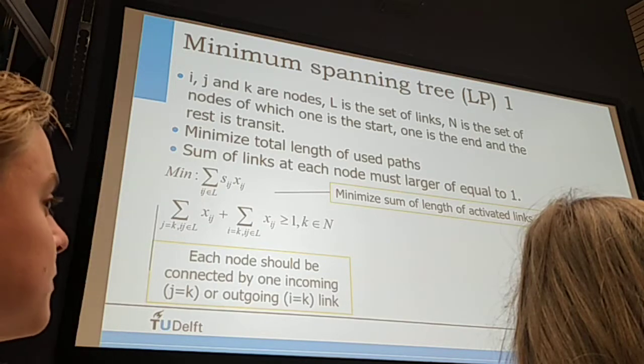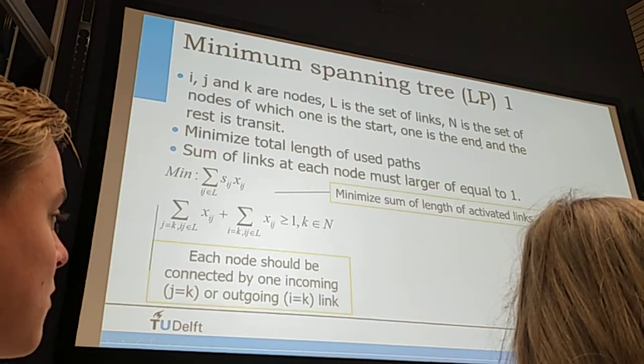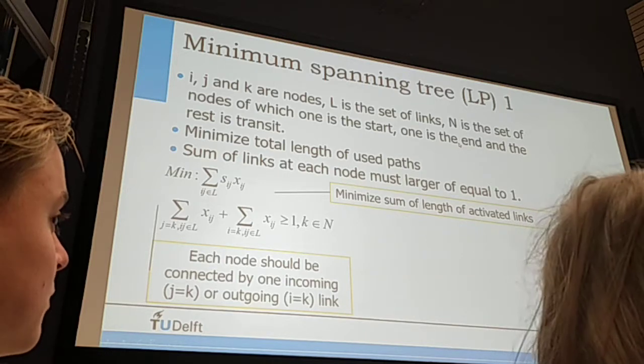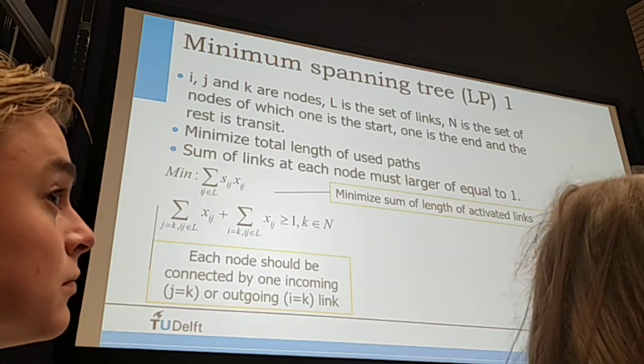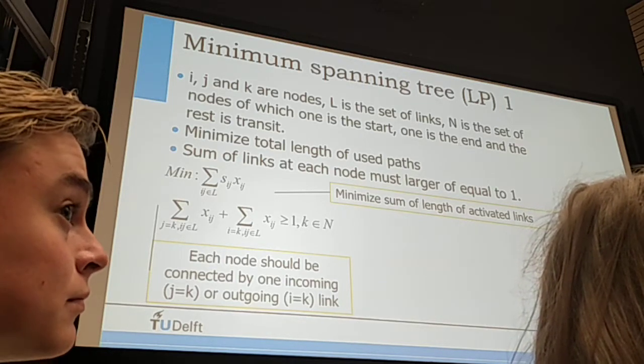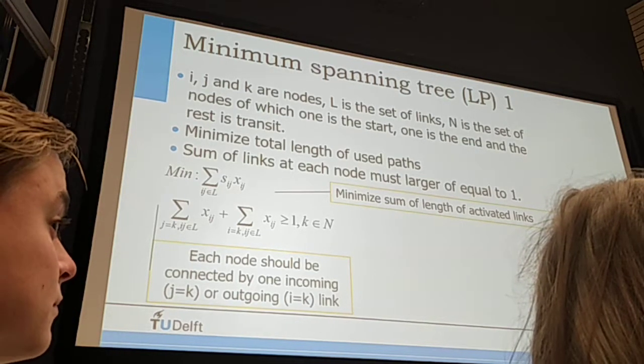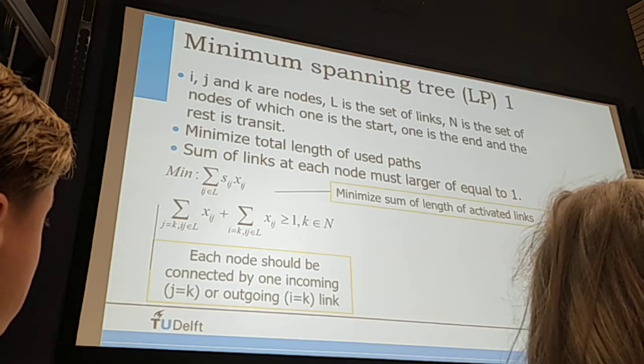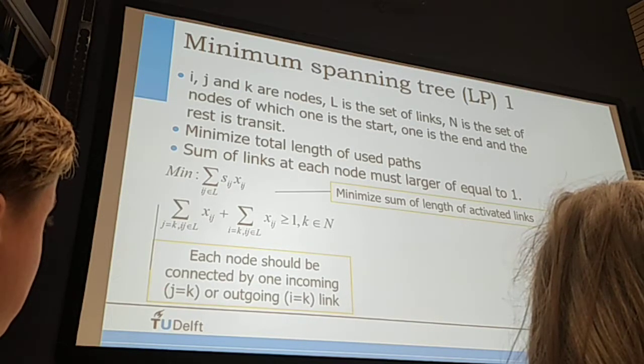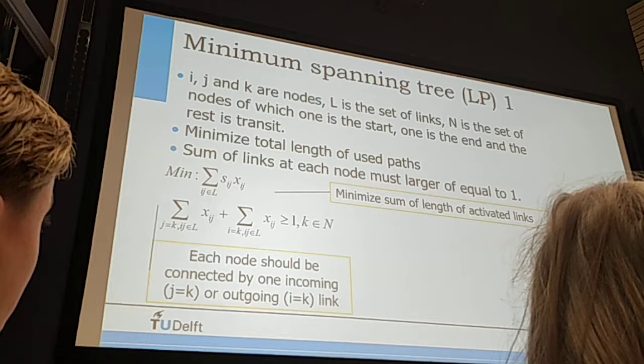So in this case, I, J, and K are the nodes. L is the set of links, N is the set of nodes, and one is the start node, one is the end node, and the rest are transit. So similar again to the shortest path algorithm. Our objective is again to minimize the total length of these paths. That's exactly the same as the shortest path algorithm.